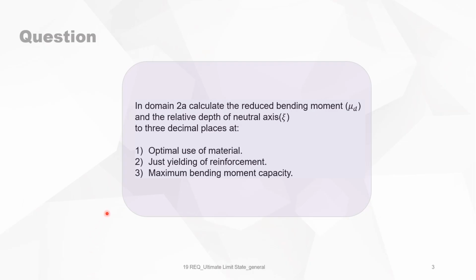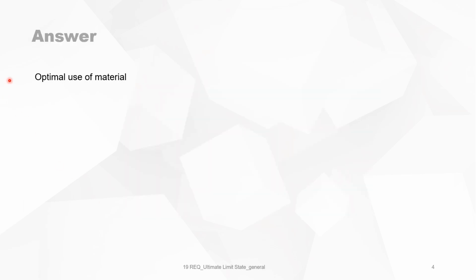In domain 2A, calculate the reduced bending moment, which is mu d, and the relative depth of neutral axis C. Do this for three cases, and the values of C and mu d should be calculated to 3 decimal places. First is for optimal use of materials, second at yielding of the reinforcement, and the third is at maximum bending moment capacity. Start with optimum use of material.